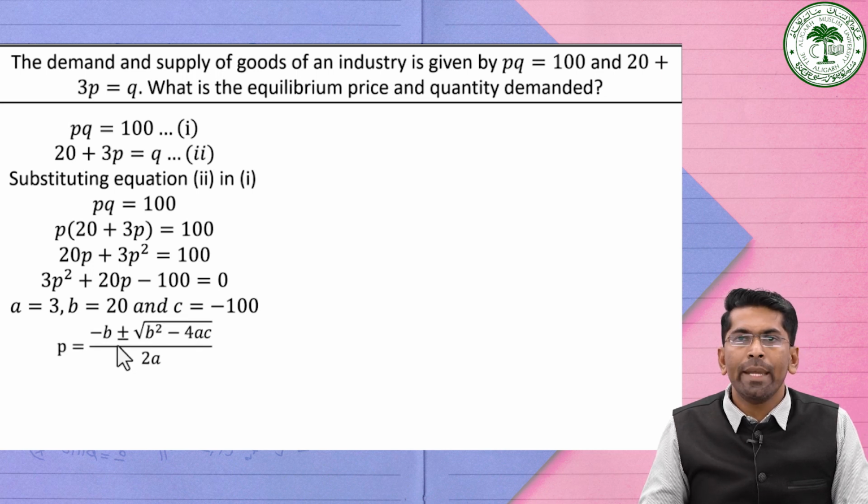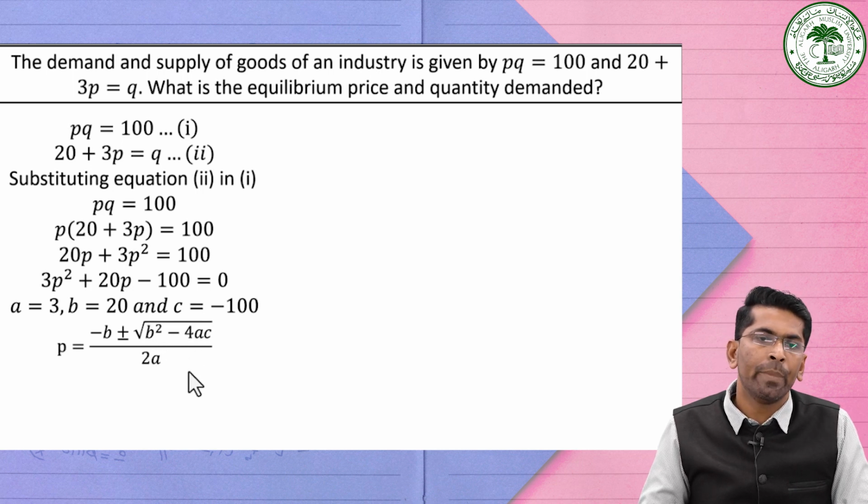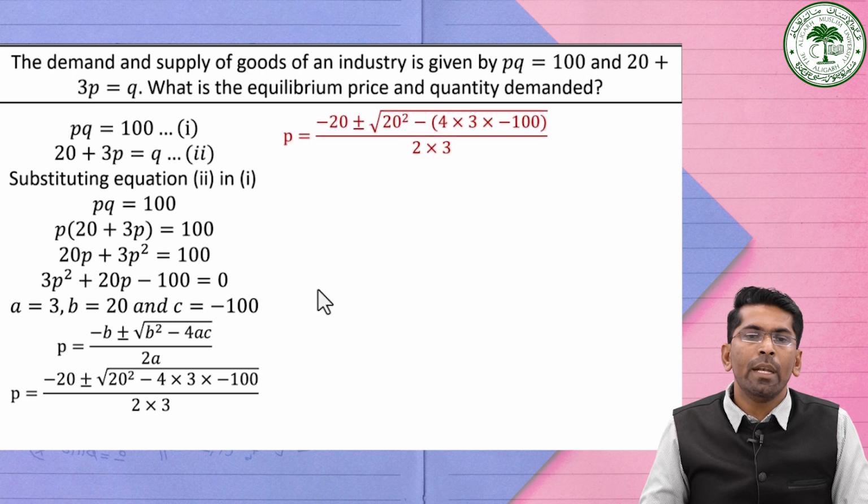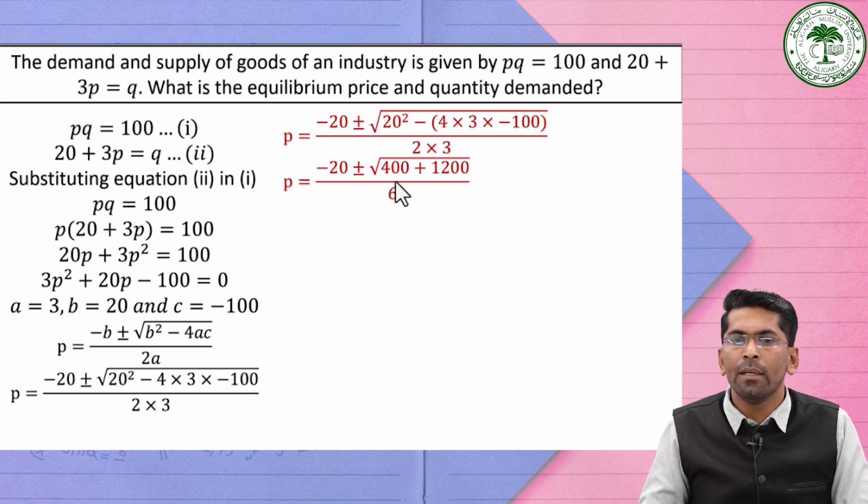So P is equal to minus B plus or minus under root B square minus 4AC, divided by 2A. We can directly substitute the A, B, C values, so we will get minus 20 plus or minus under root 20 square minus 4 into 3 into minus 100, divided by 2 into 3. Here 20 square is 400, plus, since it is minus and minus, we put the plus sign, 4 into 3 into 100, which is 1200, divided by 2 into 3, which is 6.